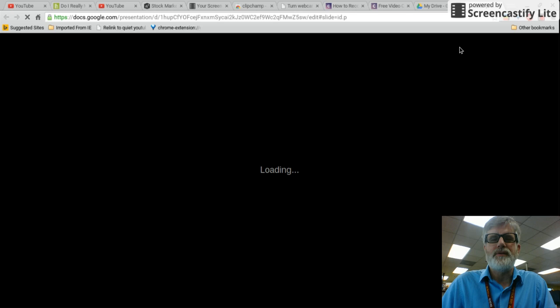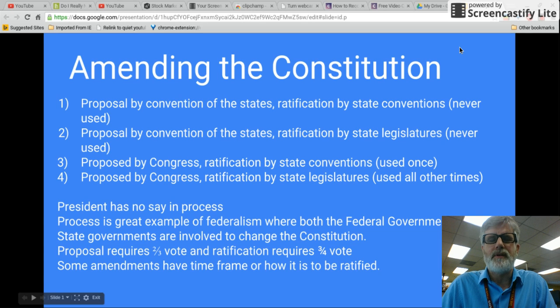Amending the Constitution. There have been 27 amendments to the Constitution since the inception. 10 of them came with the Bill of Rights. The last amendment to the Constitution was in 1992, and it's very difficult to amend the Constitution. There are specifically 4 ways to amend the Constitution, and 2 ways have never been proposed or actually used.